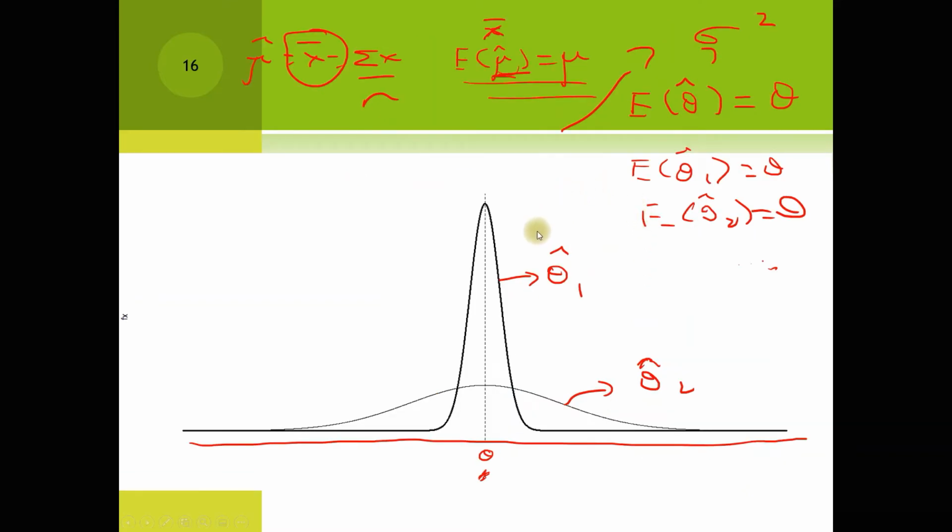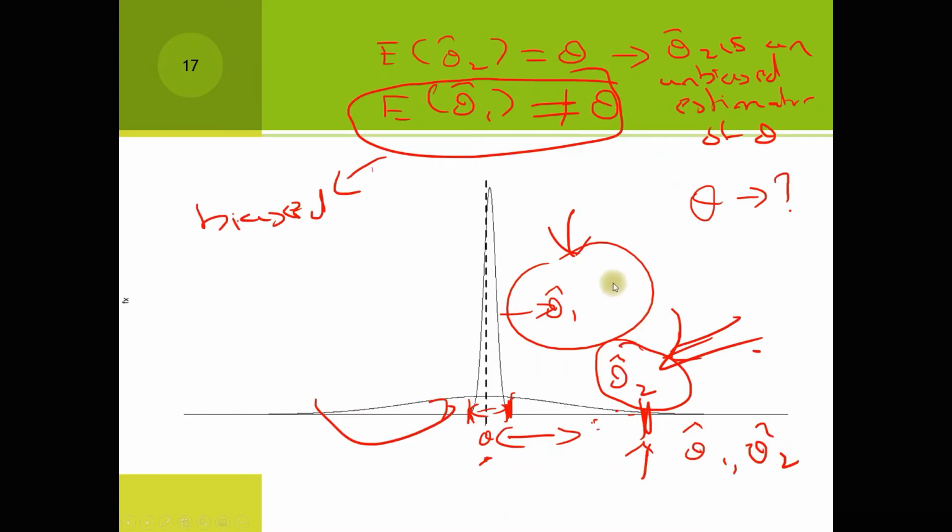Efficiency is here when you are referring to a set of unbiased estimators. Which one is better? The one with the smallest variance. But I'm not talking about efficiency here. I'm just talking about something else.